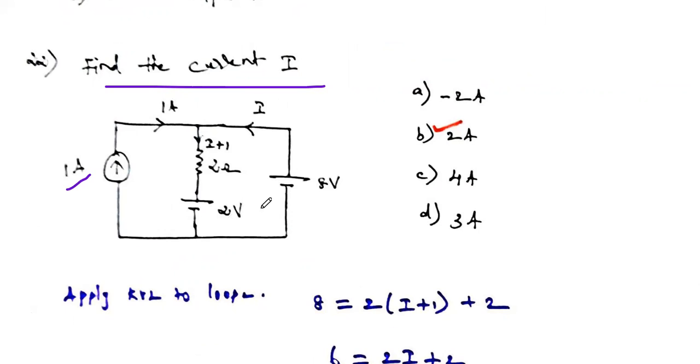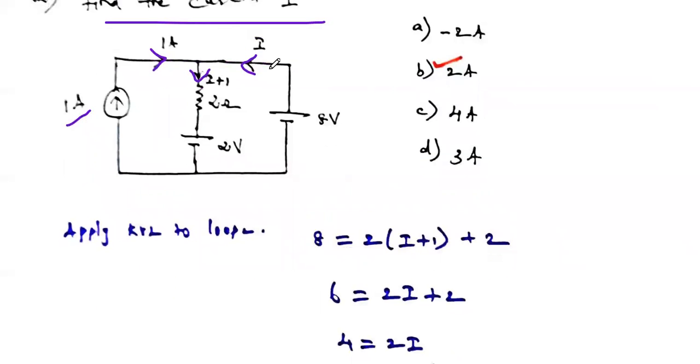Now mark the branch currents. Because of this 1 amp current source, the current flowing in this branch is 1 amp. Take the current supplied by this 8-volt battery as I. So I is coming here and 1 amp is coming here. What is the current flowing through this resistance? It is the addition of the two, I plus 1. Our aim is to find the current I.